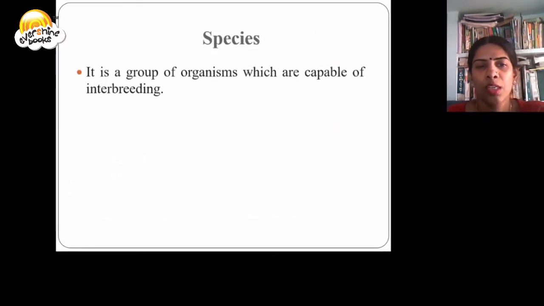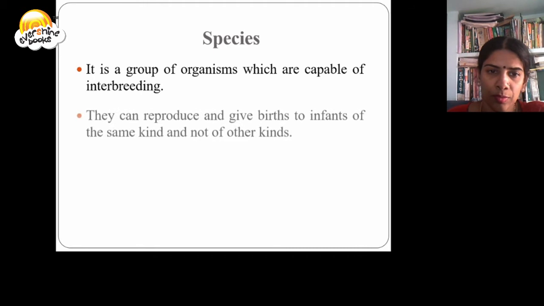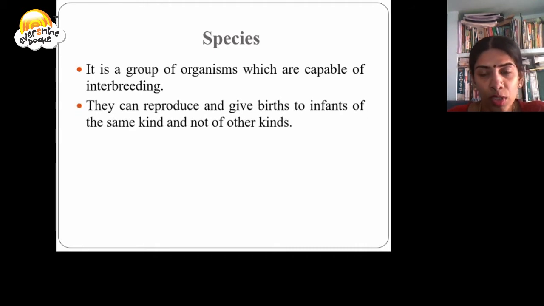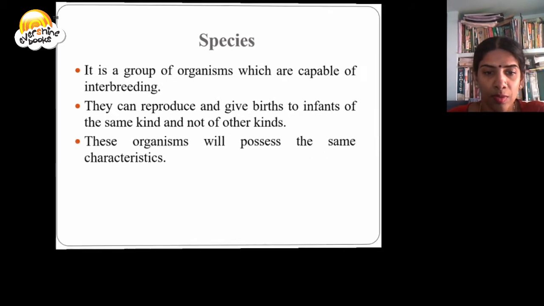Species. A species is a group of organisms which are capable of interbreeding. They can reproduce and give birth to infants of the same kind and not of other kinds. These organisms possess the same characteristics.